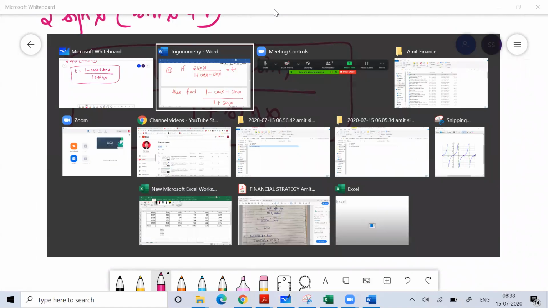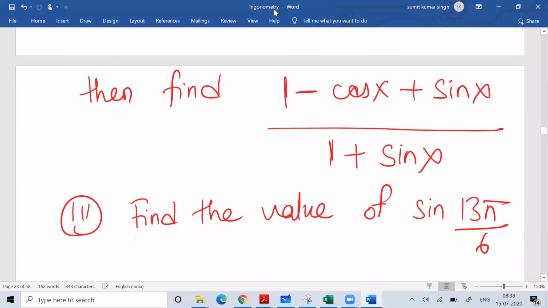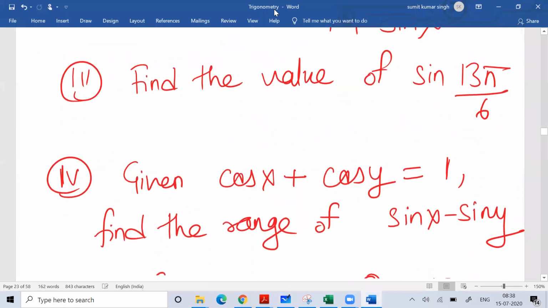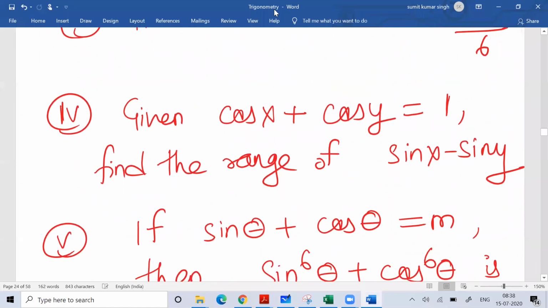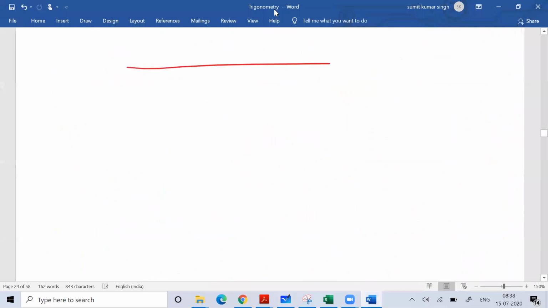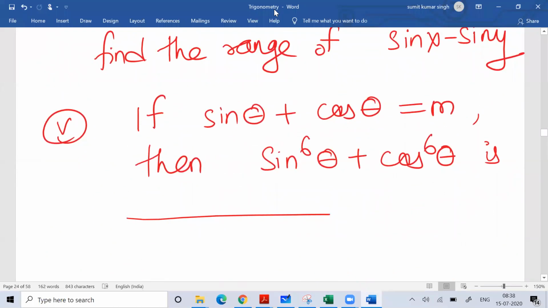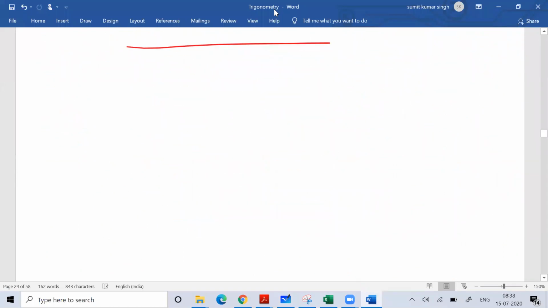Fine. So the third I have already done. Fourth also I have done. Find the range of, we did the fourth already. Fifth also I have done. So more or less I have covered everything altogether.